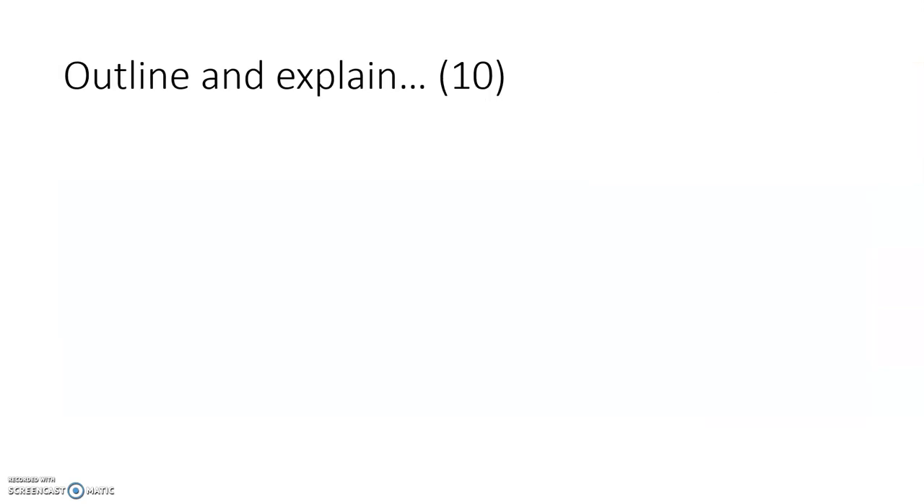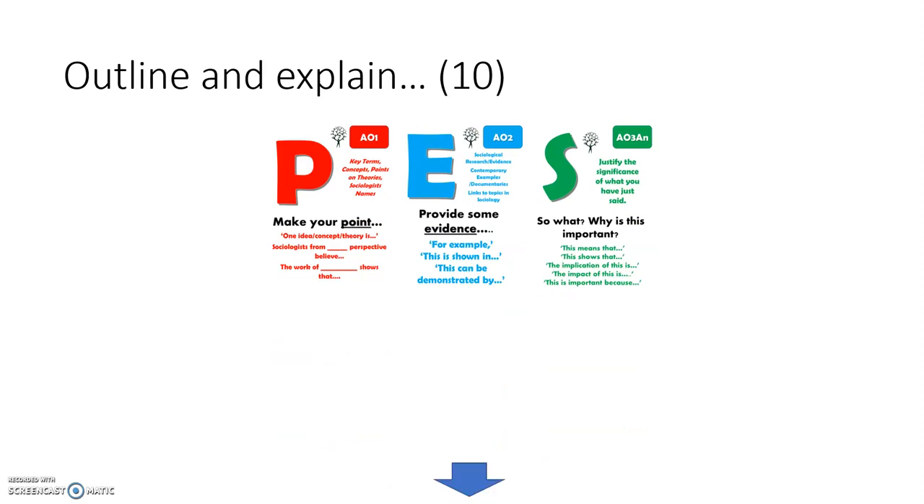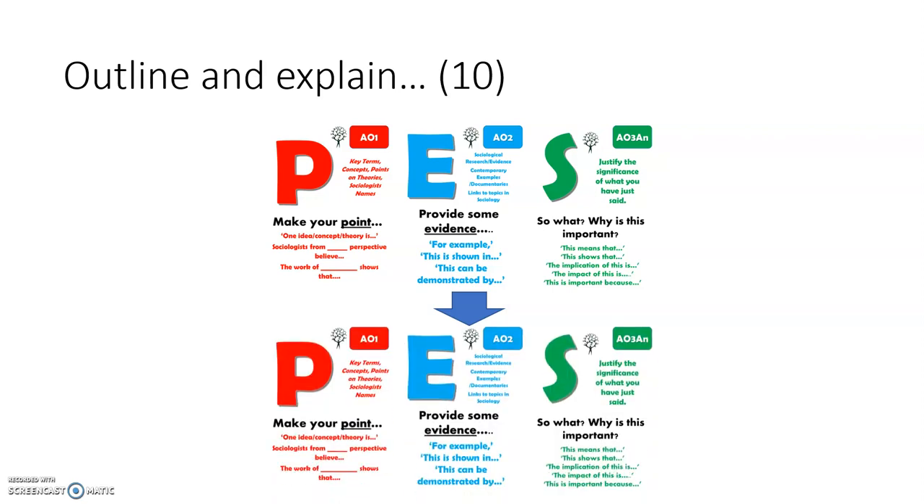So if we take this question here, outline and explain, the structure goes as follows. You have one PES paragraph followed by another PES paragraph. You don't need an introduction, you don't need a conclusion, it doesn't ask for it, the mark scheme doesn't require it, but what it does do is require 2 very good developed paragraphs.